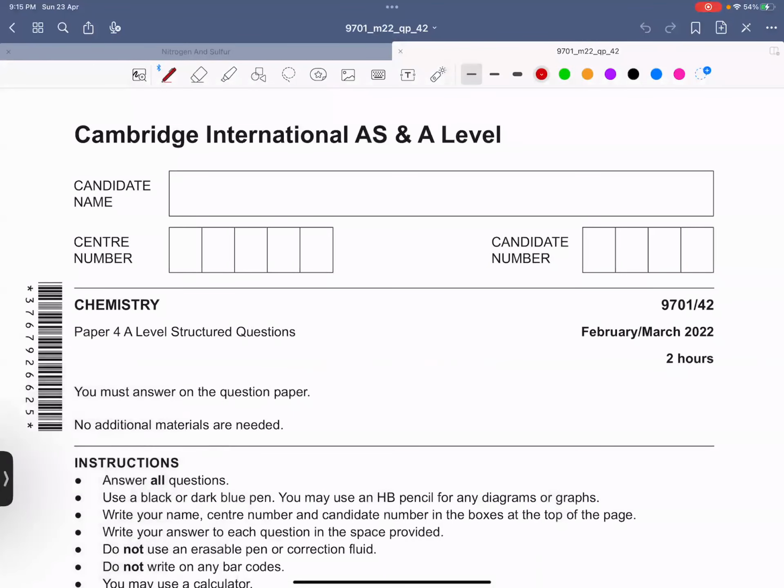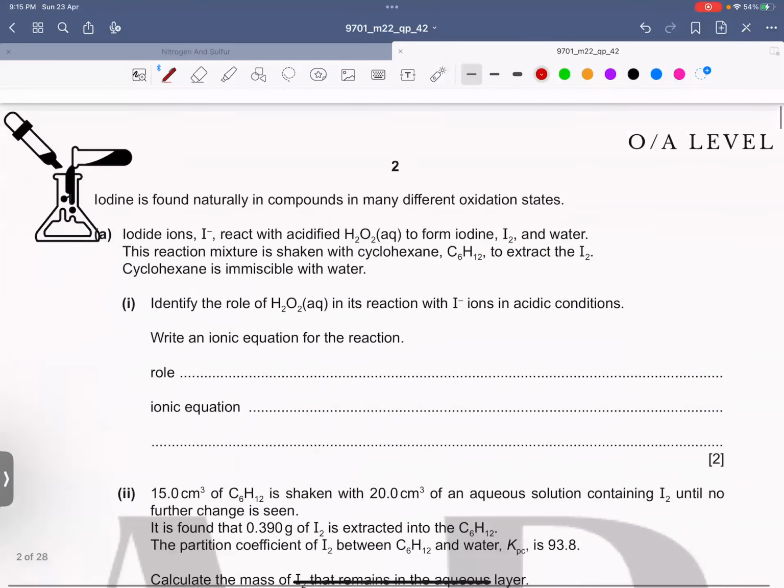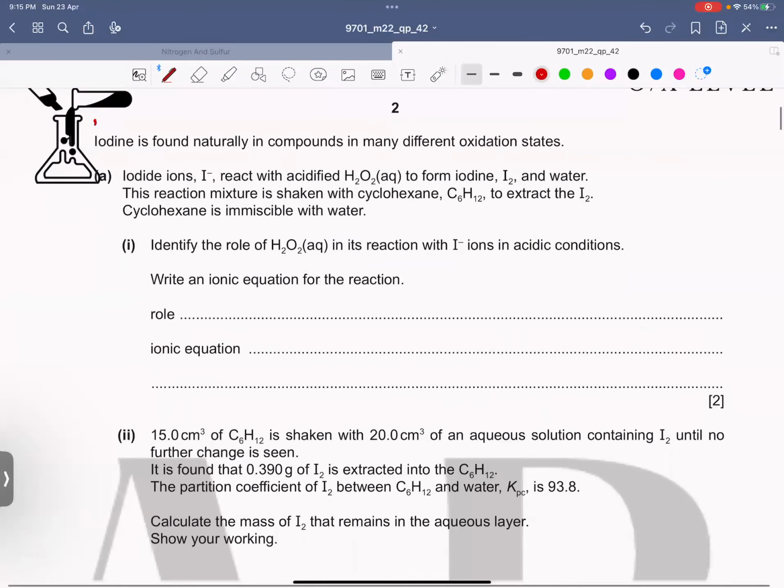So today we are going to start the February-March 2022 paper 4-2. Let's start with question number 1.